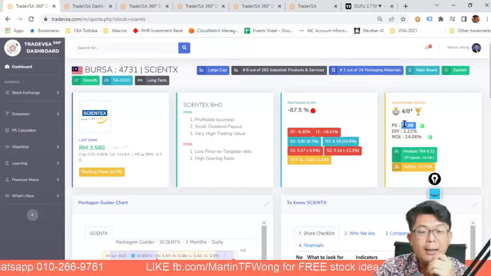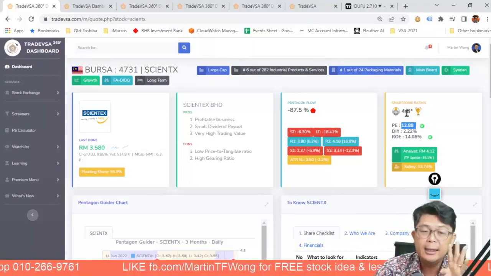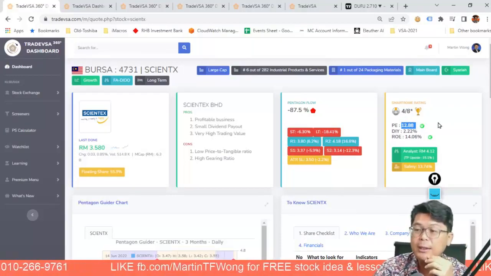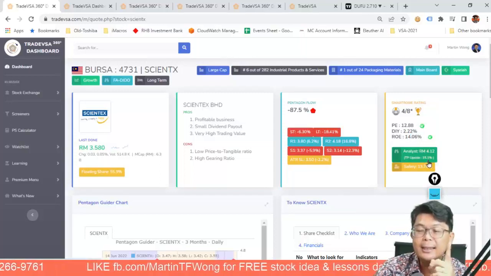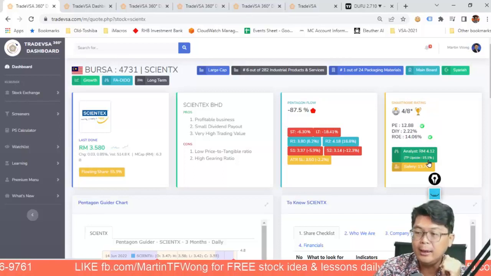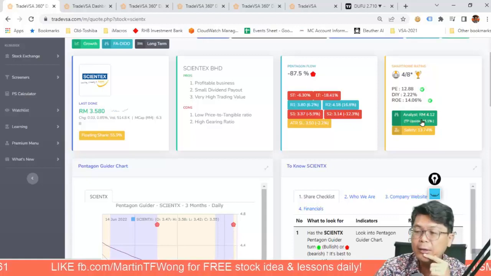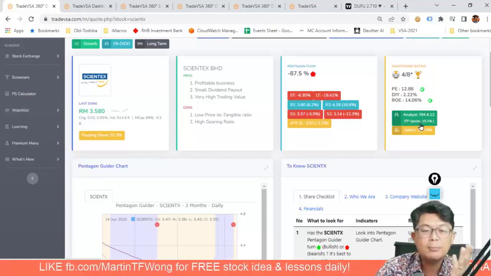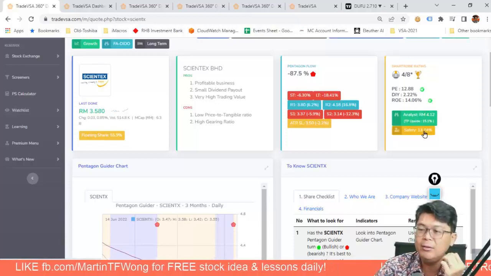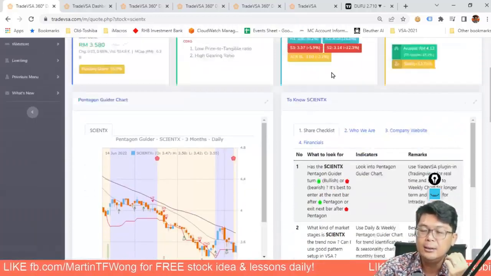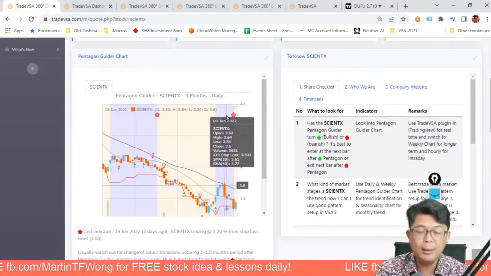PE of 12 times. Remember I talked about this? 12 times is very, very good because the KLSE usually is about 14 to 15 times. So you're paying at 12 times, ROE of 14. And guess what? The analyst target is 4.20 ringgit, picked up through our intelligence gathering, which provides a 15% upside. So you do have a safety level in here. No doubt the Pentagon Guider right now is at red Pentagon, so it's not time to buy yet.